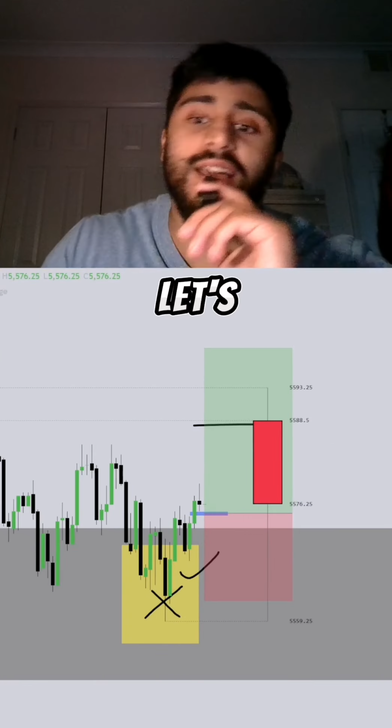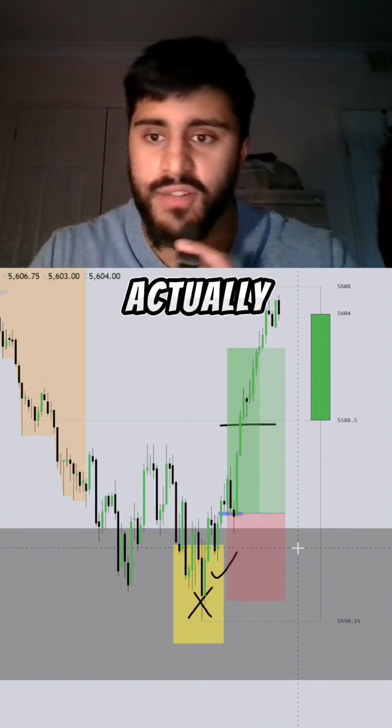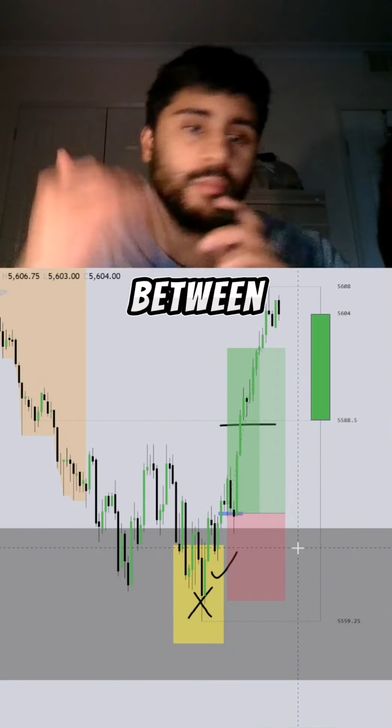Now, with that being said, let's see how the trade actually plays out, right? So we see price hitting our overall take profit. So if you want to trade accurately, it's important to understand what is going on between the buyers and the sellers.